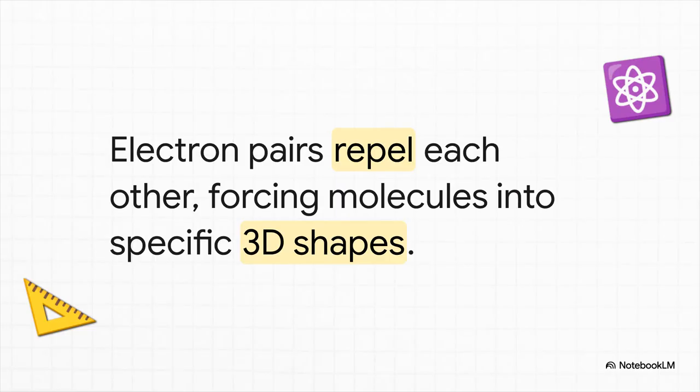Okay, now it gets even cooler. All those pairs of electrons buzzing around in a molecule, the ones in the bonds and the spare ones, they're all negatively charged. And what do like charges do? They repel, so they are actively pushing each other as far apart as possible. And it's this repulsion that literally forces a molecule to bend and twist into its specific three-dimensional shape.